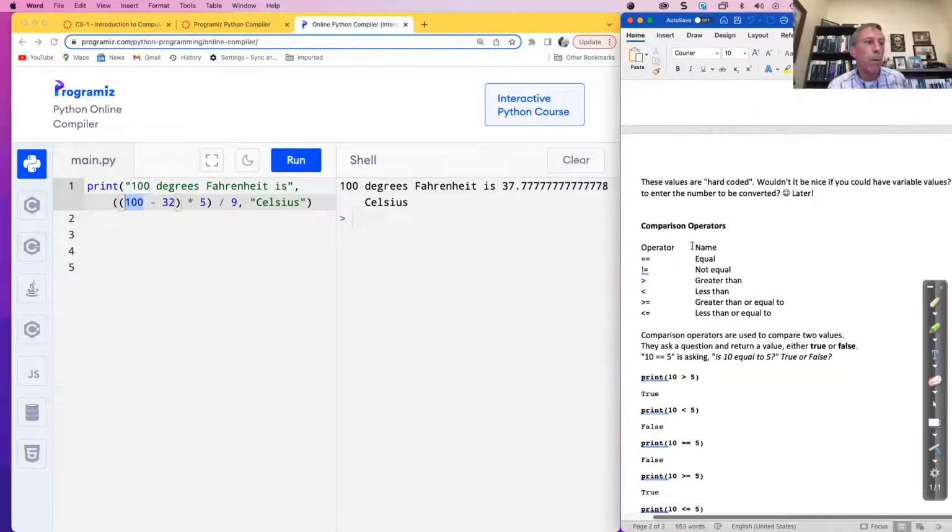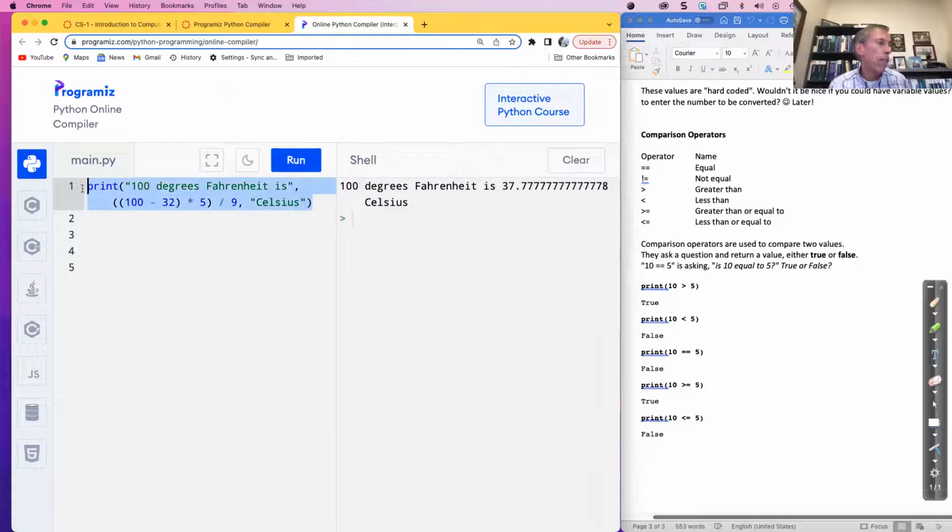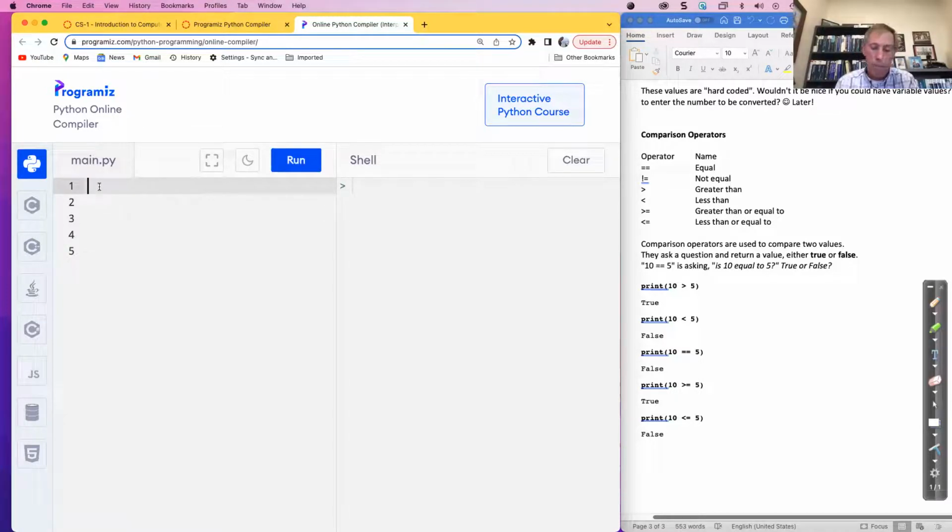Okay, there's one more I want to show you, and that's these comparative operators. Is something equal to, greater than, whatever, something else? Let me show you. You see them over here on the right: equal, not equal, greater than, less than, greater than or equal to, less than or equal to. It's going to return true or false. So if I want to say, is 10 greater than 5? Well, is that a true or false statement? Is 10 greater than 5? That's true.